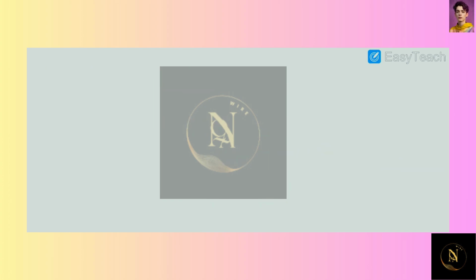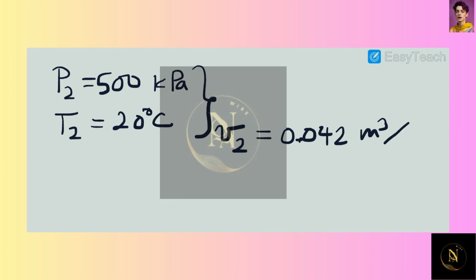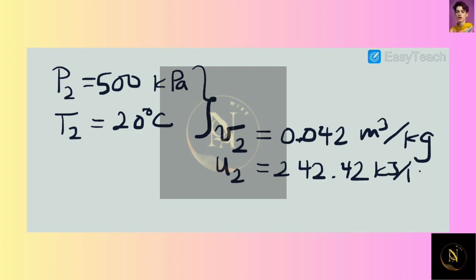Next, for our final state number 2, we know the pressure is 500 kPa, and we know the temperature to be 20 degrees C. Therefore, we can look these values up in the thermodynamic tables, and we see that our specific volume at 2 is equal to 0.042 cubic meters per kilogram. Our specific internal energy at 2 is equal to 242.42 kilojoules per kilogram. And our specific enthalpy at 2 is equal to 263.5 kilojoules per kilogram.